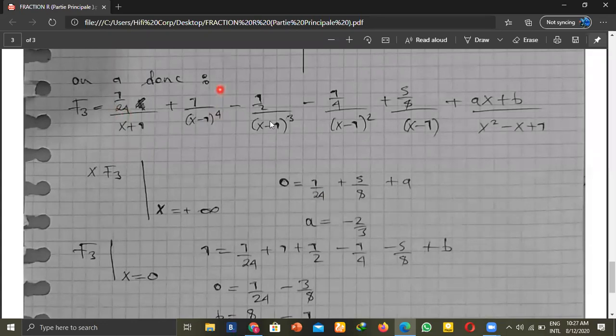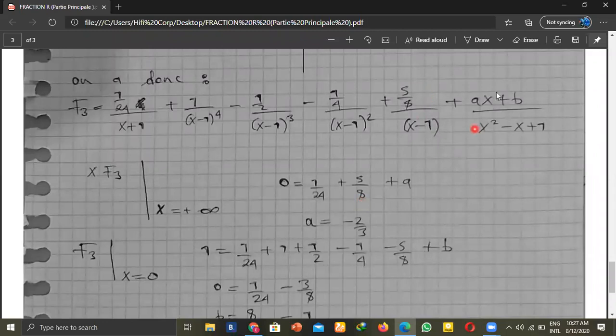So this will be 0. This will be degree 3. It will not be equal. When the degree on top and down are not equal, it will be 0. But the degree here is equal because it will be x, so it will be degree 1, degree 1. So we get this 5 over 8.